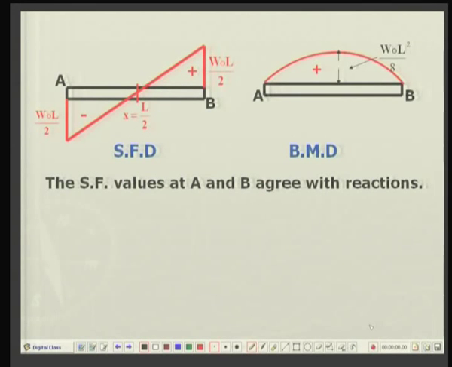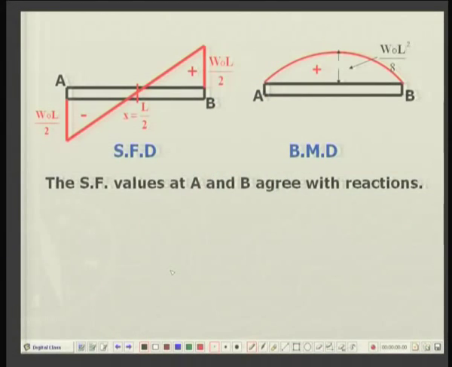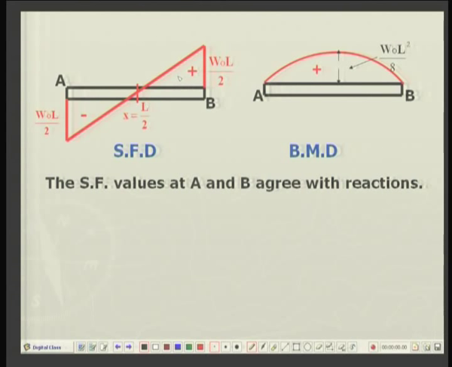And if I plot this, at the end A, the shear force is equal to minus W0 L by 2. The shear force function is a linear function. You can easily see here it is a linear function, so it varies in a straight line, and at the end B the same shear force is positive. So, very easily we have drawn the straight line distribution of the shear force.